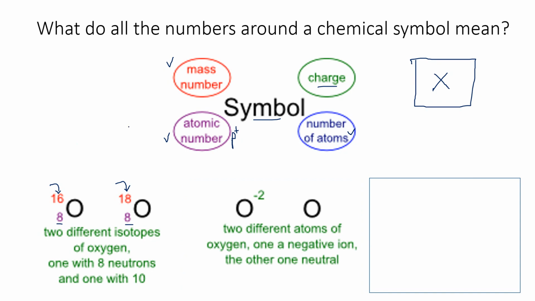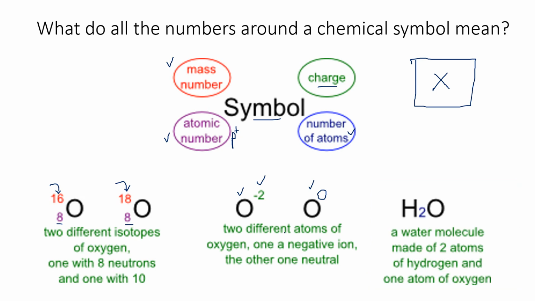Another example, if we look over here at, again, oxygen, we have oxygen, the anion with a -2 charge, and we have oxygen, the atom, right here. Now, what's the deal? How do we know this is an atom? Because there's nothing written up here in this upper right-hand corner. So this is the atom of oxygen, and this is the anion of oxygen.